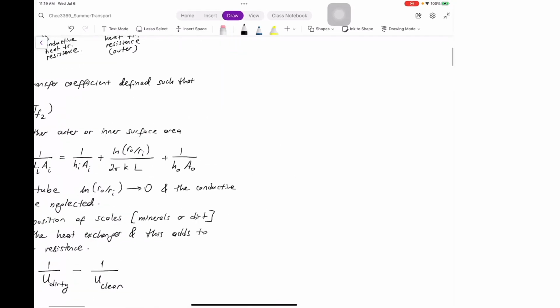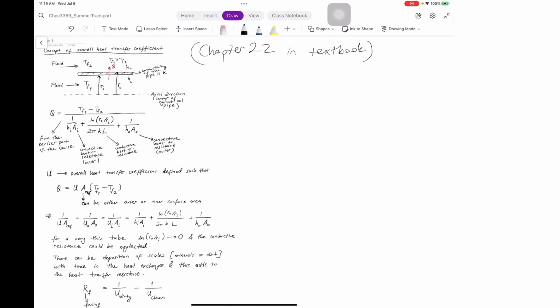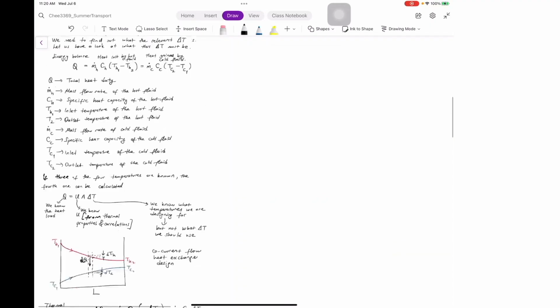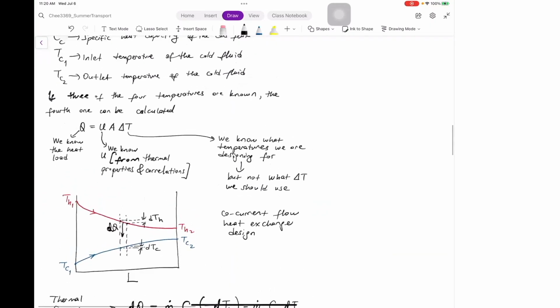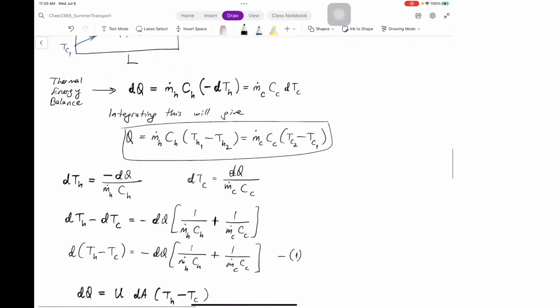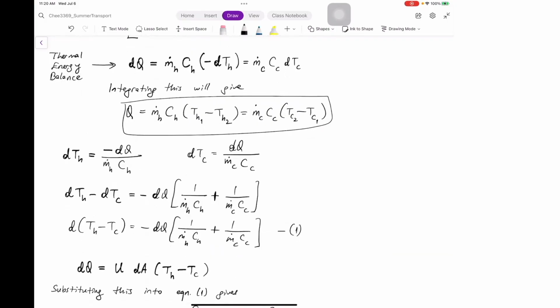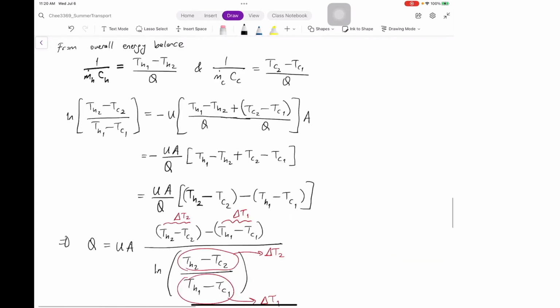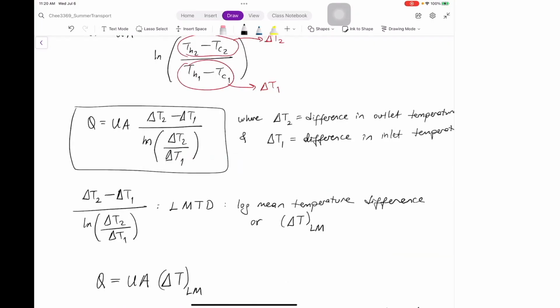So we learned how to relate Q, the heat transfer rate, to the area and the temperature differences. And we said that since the temperature differences are changing along the heat exchanger, we should come up with a way to take the average of the temperatures. The heat transfer balance analysis showed us that the correct way of averaging the temperatures is what's called the log mean temperature difference.